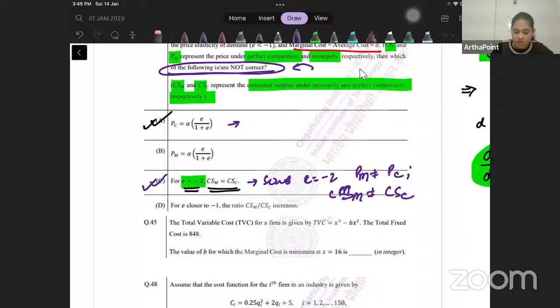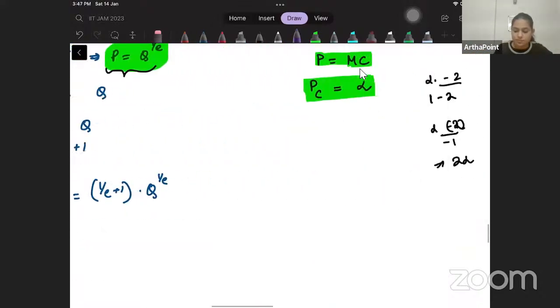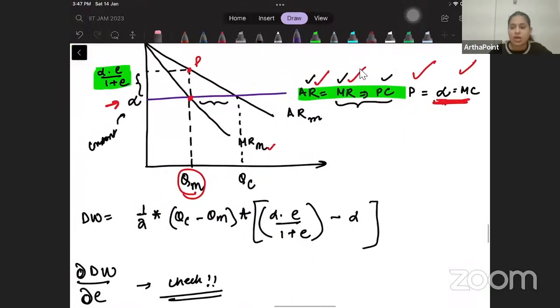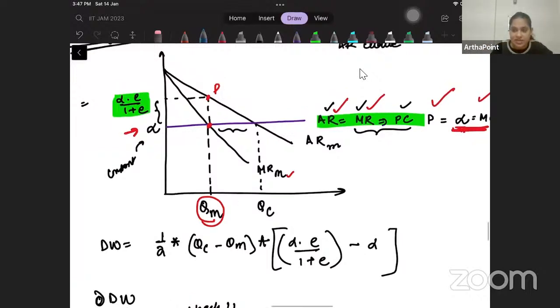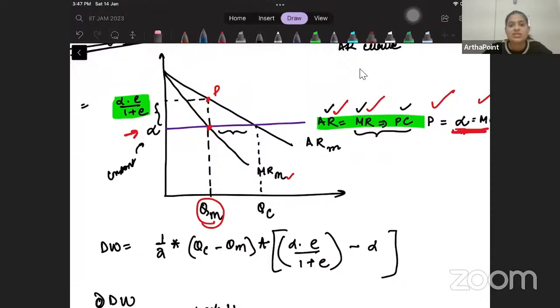Now come to the last statement. For E closer to -1, the ratio increases. Now just think about this. When will the ratio of the consumer surplus increase? As this gap increases.